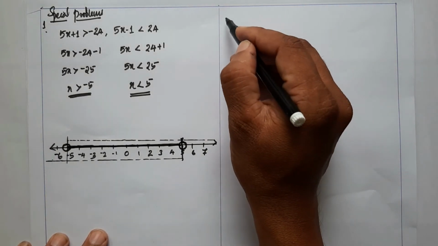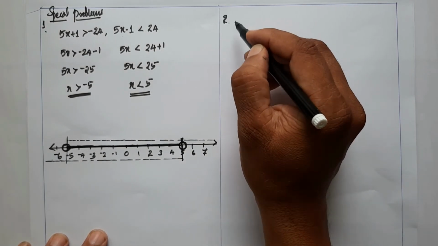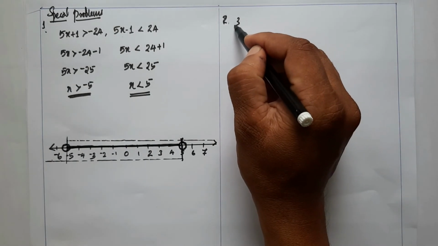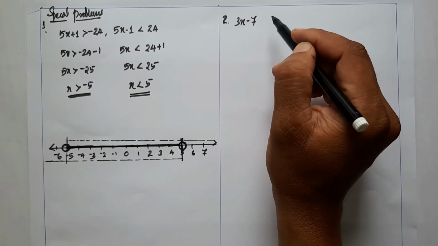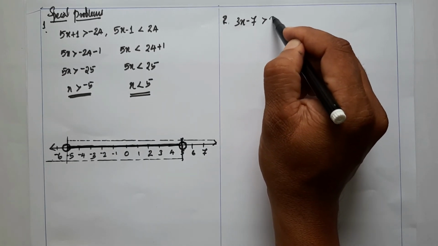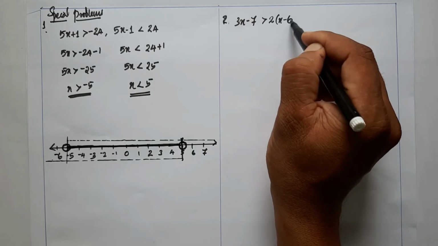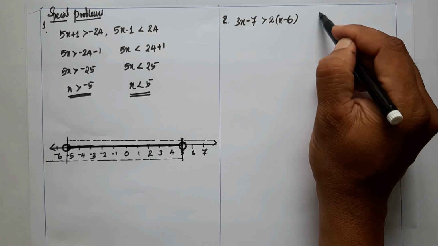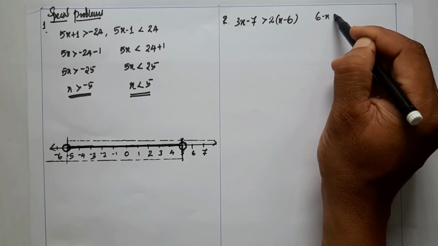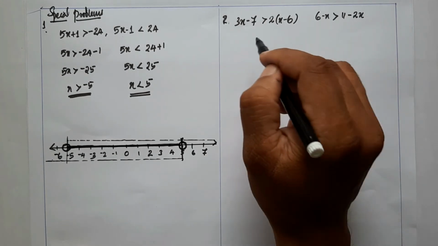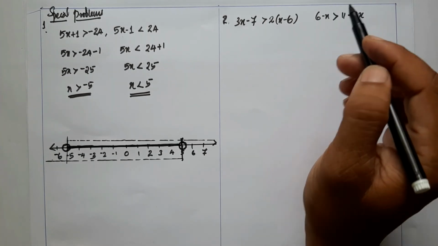3x minus 7 greater than 2 into x minus 6. The second inequality is 6 minus x greater than 11 minus 2x. Solve these two inequalities and represent it on a number line.